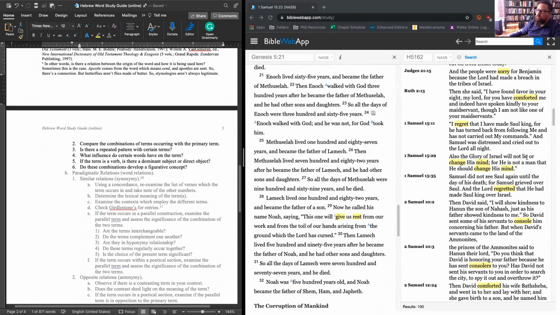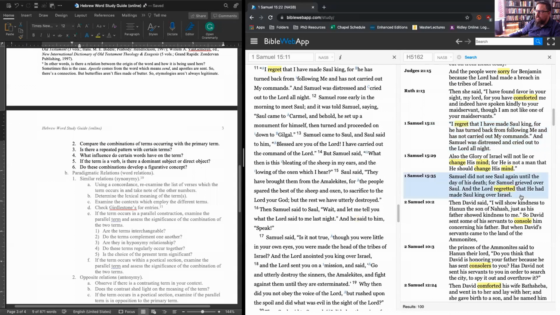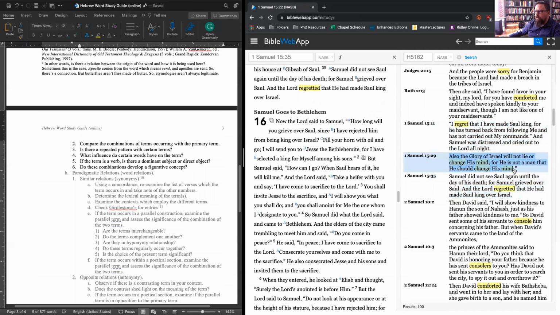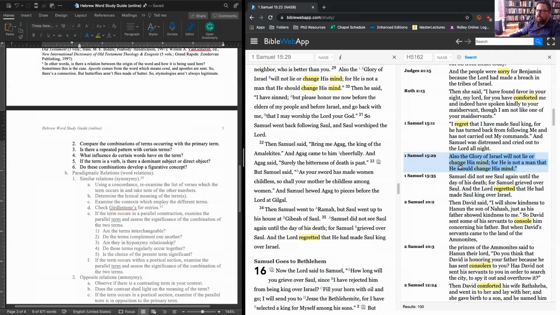The glory of Israel will not lie or change his mind, for he is not a man that he should change his mind. And the Lord regretted that he had made Saul king over Israel. So is there a repeated pattern? Well, there is sort of a repeated pattern. We have a regretting that God has made Saul king, and then we have a regretting that God has made Saul king. But then we also have right here in the middle Samuel saying that God doesn't regret. Or rather, God does not nacham. Now, what he means there is change mind, but it's the same word, right?